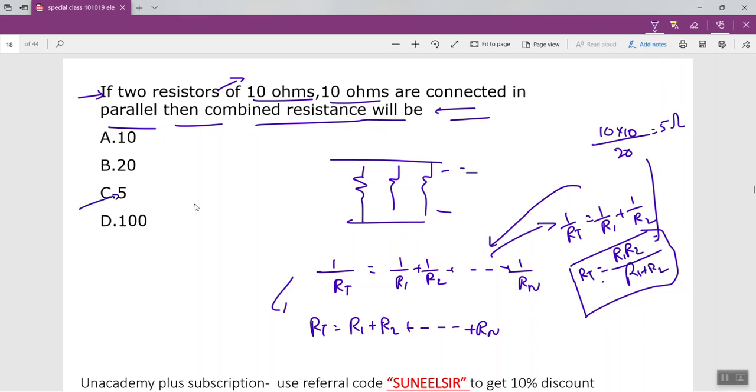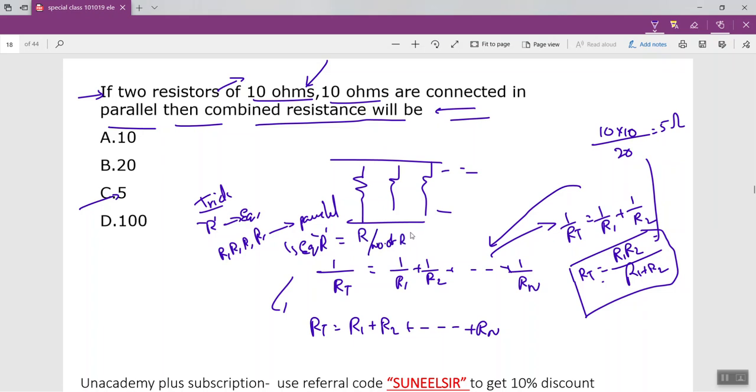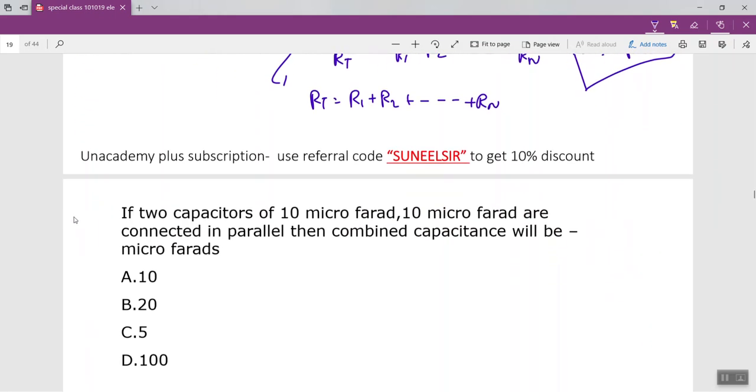And there is a simple trick also: whenever the resistors are equal, that is R, R, R, R connected in parallel, then the equivalent resistance is equal to the resistance R by the number of resistors. Here two resistors are connected, so R by 2. R is 10, so 10 by 2 is equal to 5 ohms. So you can get the answer simply. Okay. And the next question.